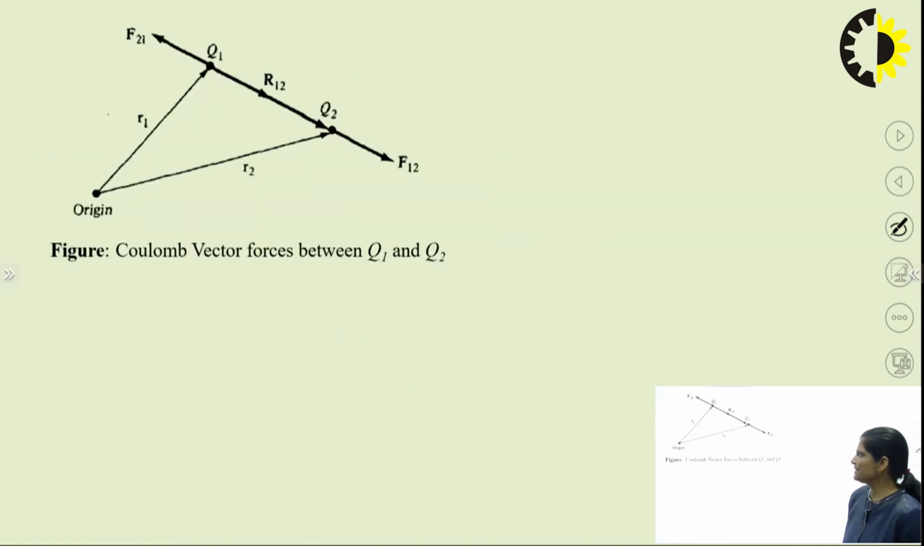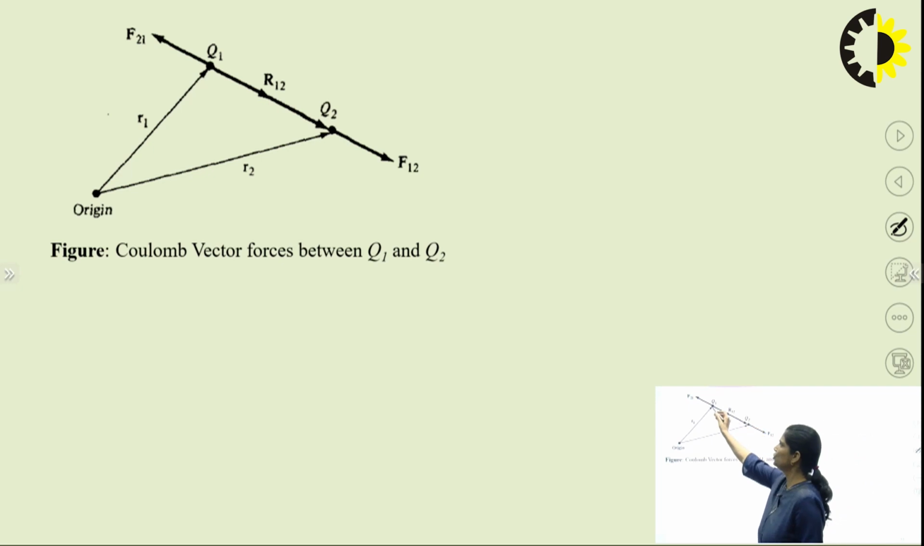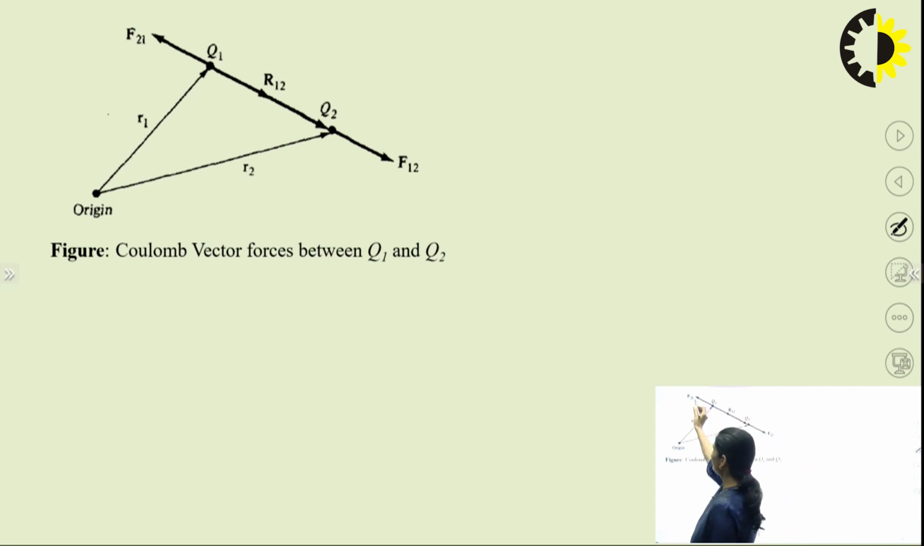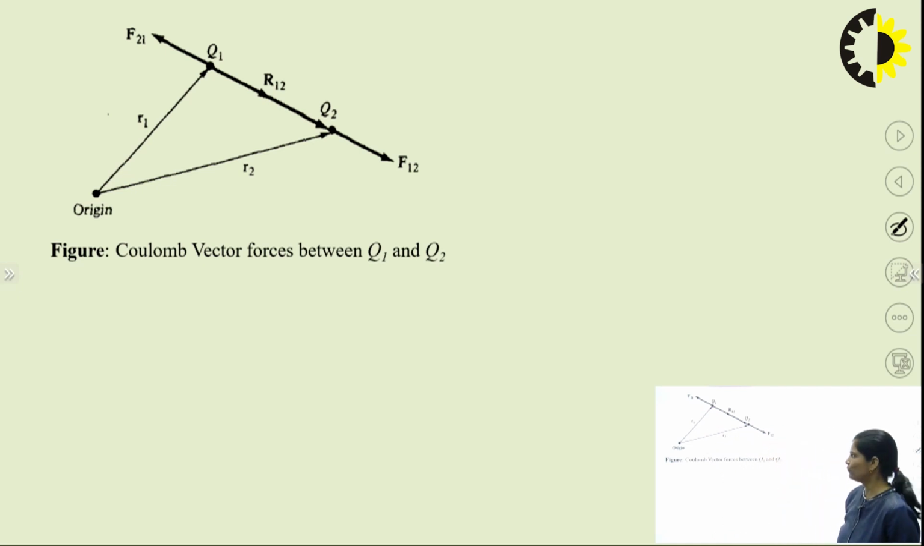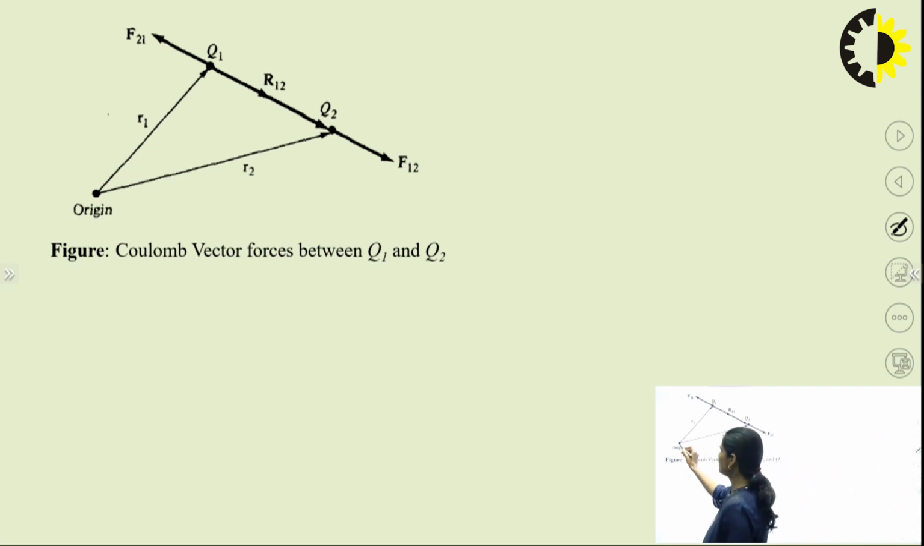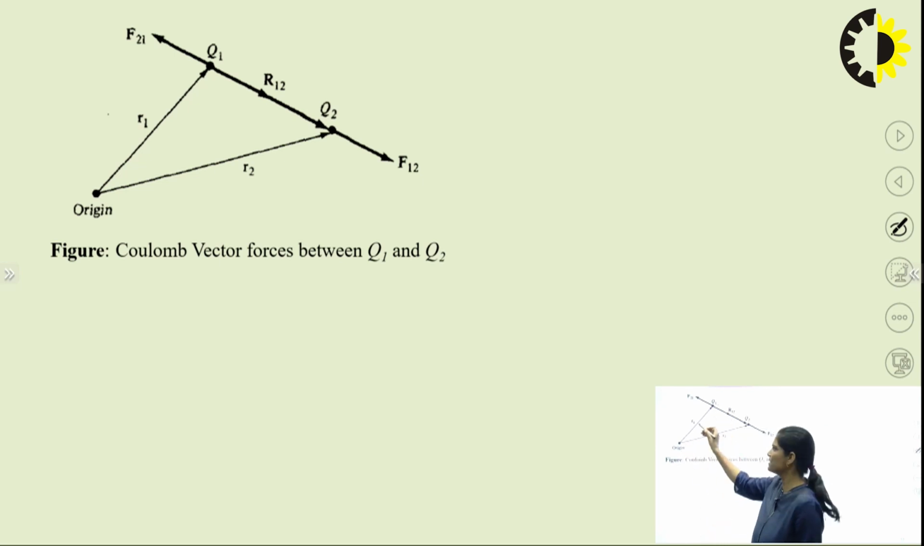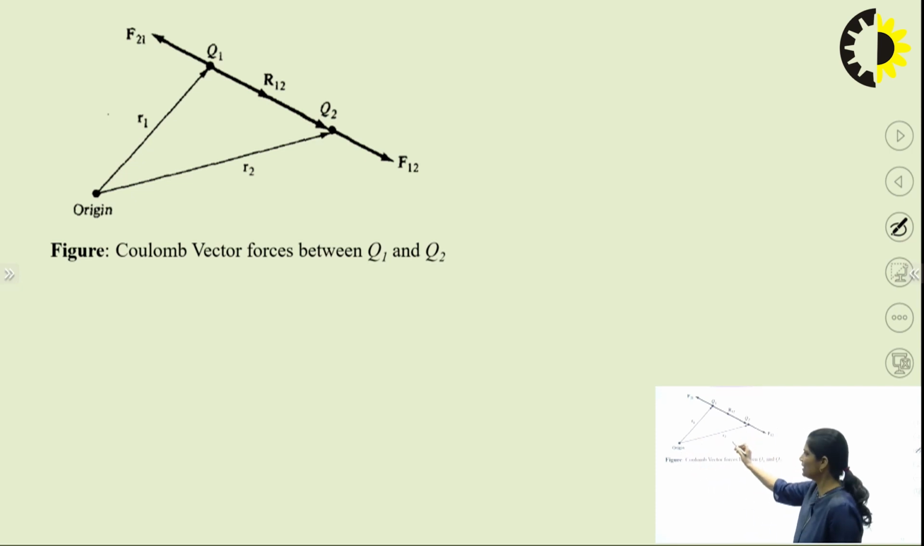Now let us consider you have charges Q1 and Q2. The distance between Q1 and Q2 is represented by R12. Here the forces are F21 and F12. Now this is the origin. The distance between the origin and charge Q1 is represented by R1, and the distance between the origin and Q2 is represented by R2.